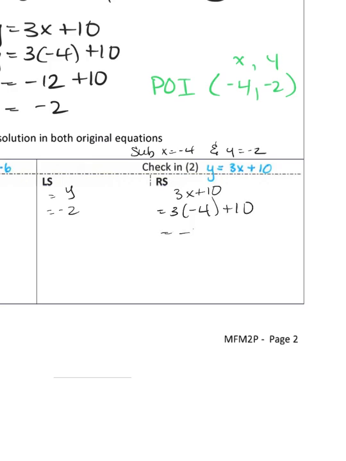3 times -4 is -12. Add that 10. -12 plus 10 is -2. And once again, my left side and my right side are exactly the same. And very happy with an excellent math smiley face.